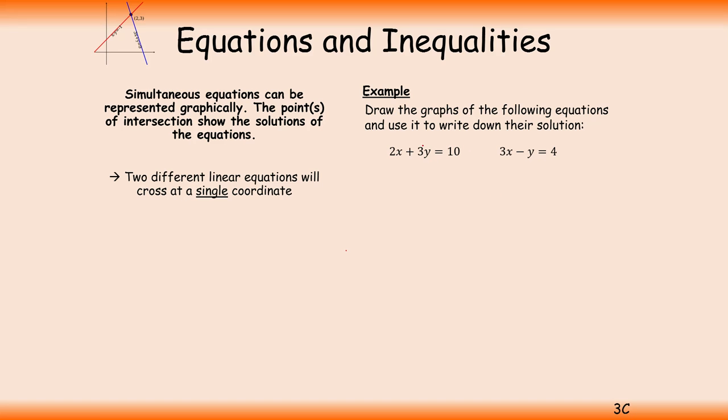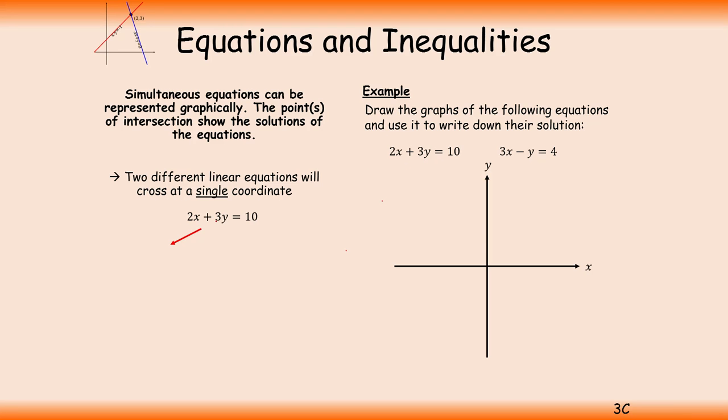So in order to plot them, the quickest way of plotting them is I need 2 points, 2 coordinates. So what I can do is if I let x equals 0, then I find that y is going to be equal to 10 over 3, and if I let y equals 0, I find that 2x equals 10, so x is going to be equal to 5. So that's a nice quick way for me to find 2 coordinates and plot the line.